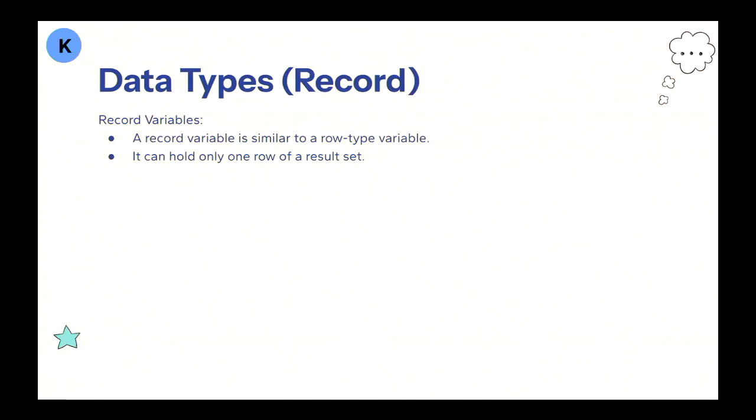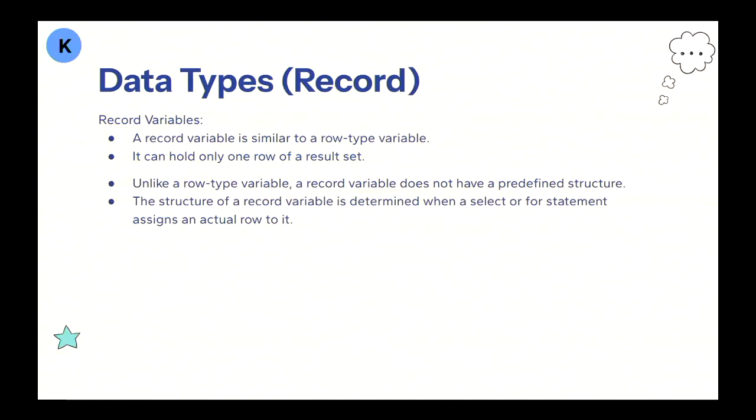Record is a special type and is similar to a row style type. It is used to host the value of a particular row. However, the difference is that it doesn't have a predefined structure. So we don't have to specify the attributes or the type of attributes for this record type. And a variable of the record type is determined only when we use a select statement to assign the actual value to it. So the actual structure of a record is not determined until we assign the value to it.